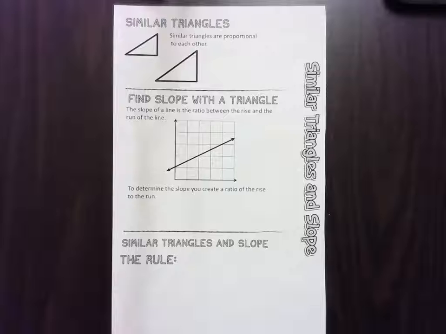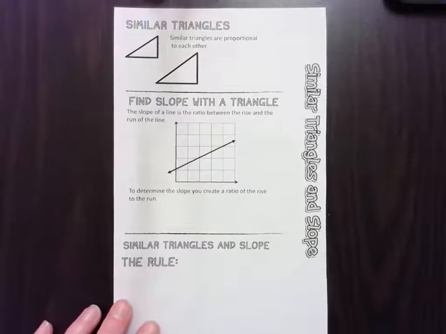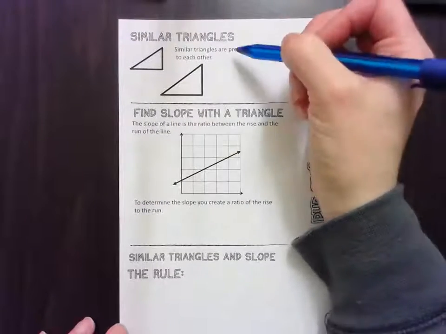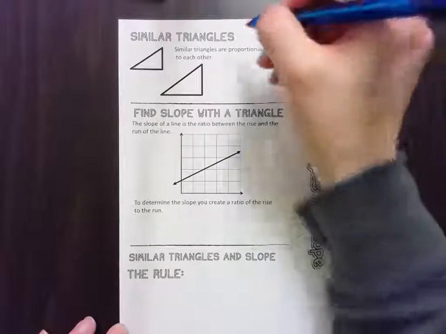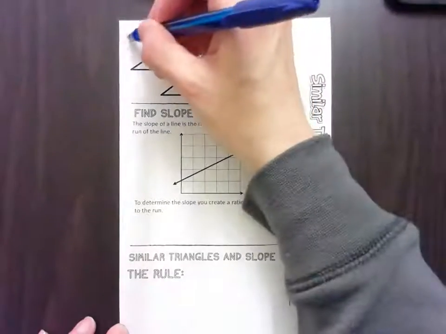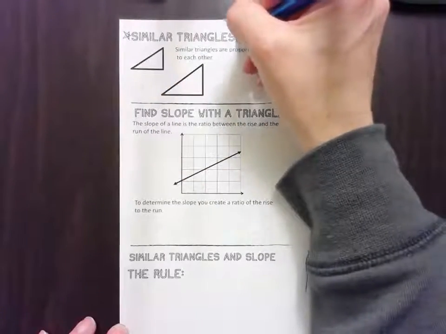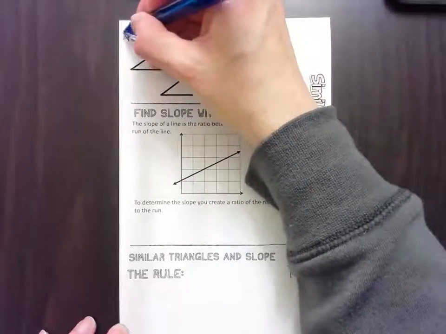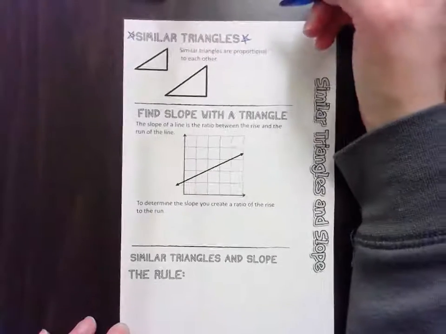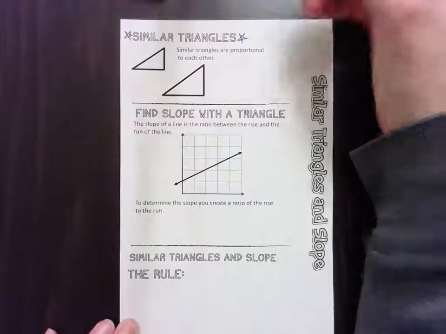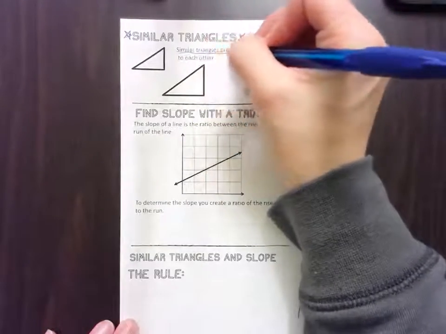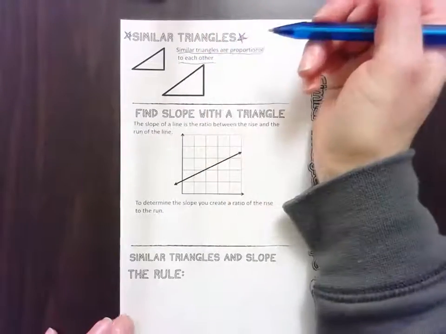Okay, we're going to take a look at some information about similar triangles and slope and how they connect. So let's take a look at the top portion of our notes and focus on similar triangles. This should be something that you have heard of before, but if you don't remember or you haven't learned about similar triangles, you will now.